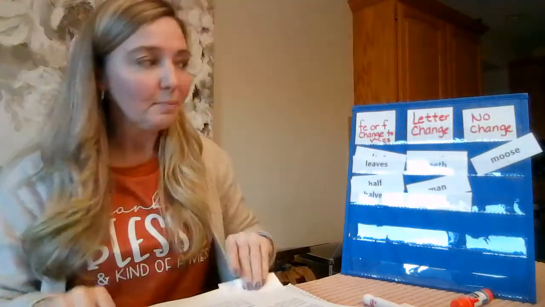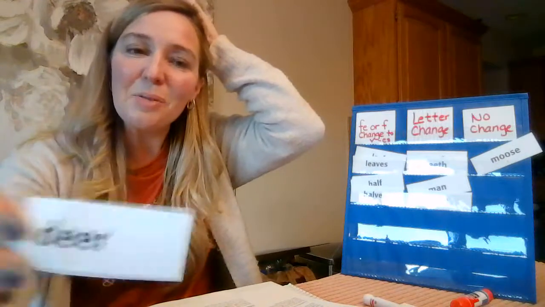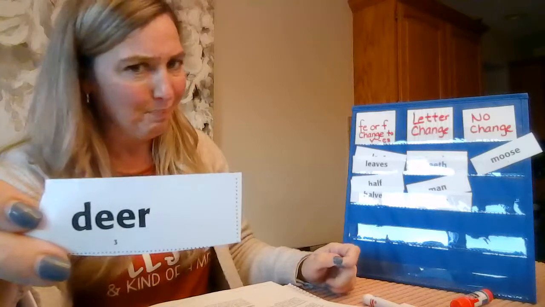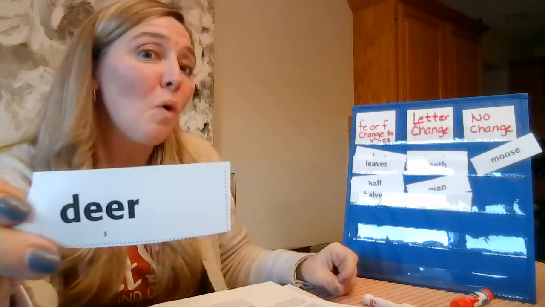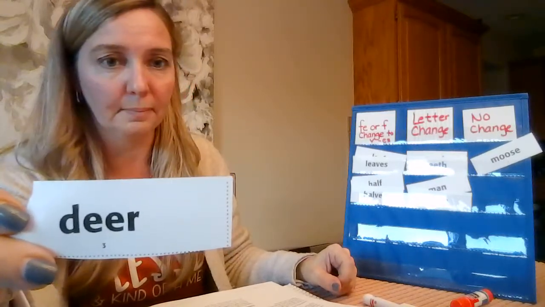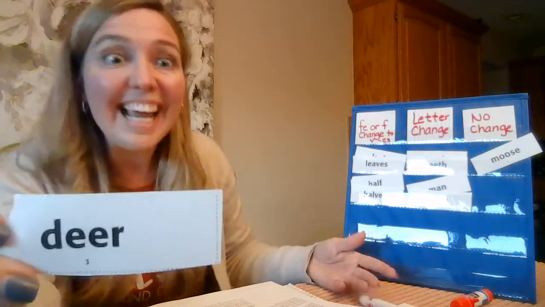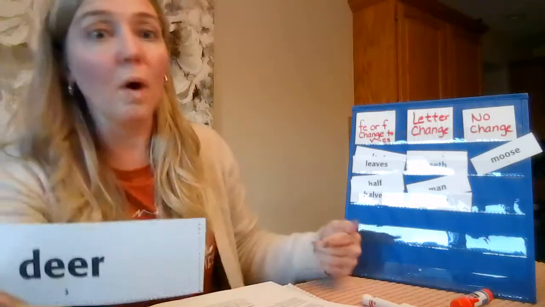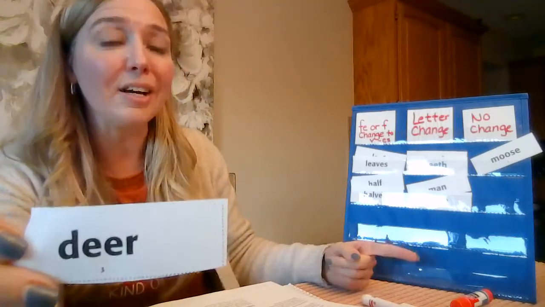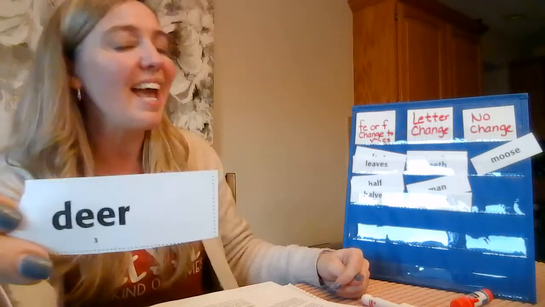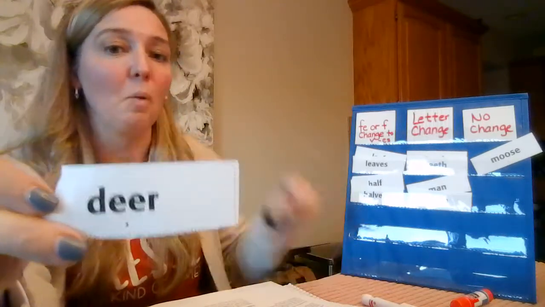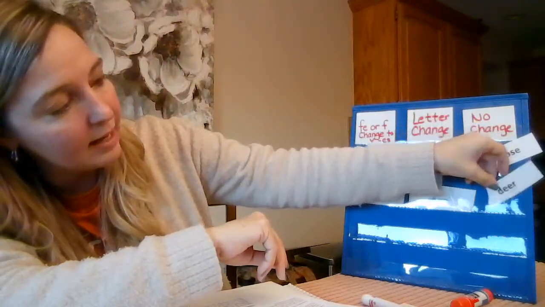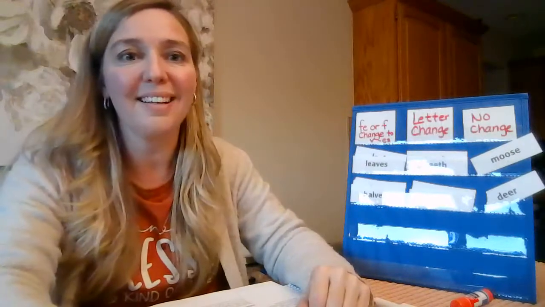Nice work. Let's do one more. Let's look at this word. This word is deer. Is this word deer in the singular form or in the plural form? It is in both. Good job. Because we could say there is one deer or look at all the deer over there. So deer has no change if we're talking about one or we're talking about many. It's in the singular and in the plural form.